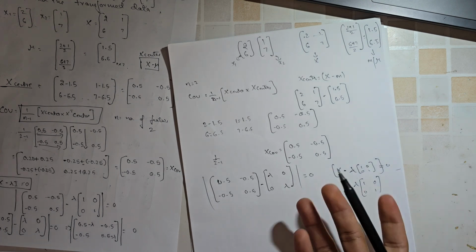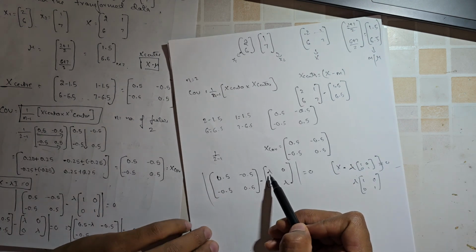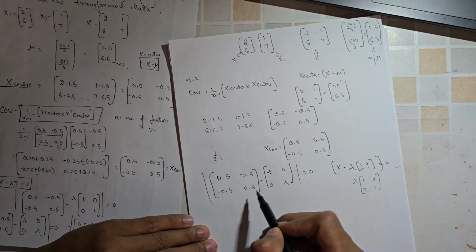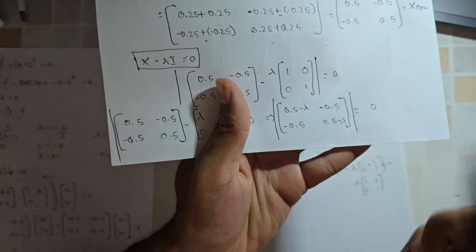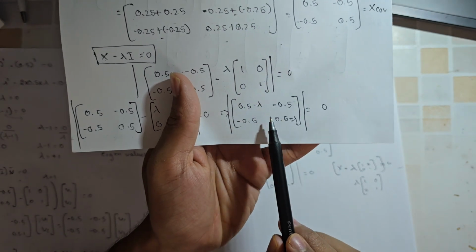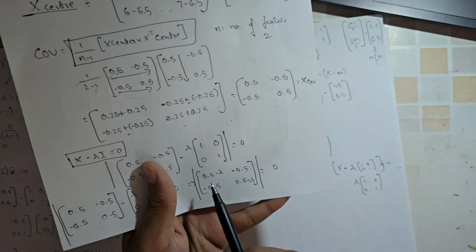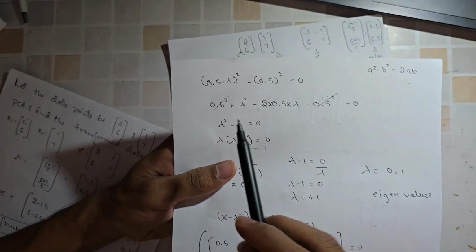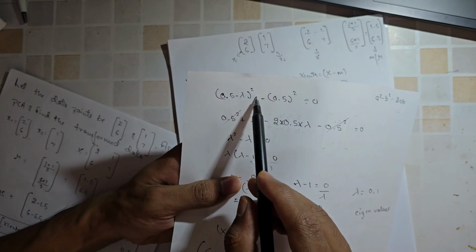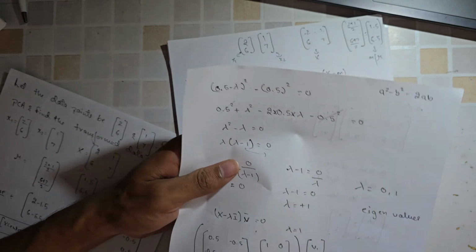Now what you have to do, subtract. See, this value will be subtracted from this value, and this from this. If you can see here, I've written 0.5 minus lambda, 0.5 minus lambda. Now you will cross multiply both of these. Once you do the cross multiplication, what will you get? You will get 0.5 minus lambda the whole square minus 0.5 whole square.